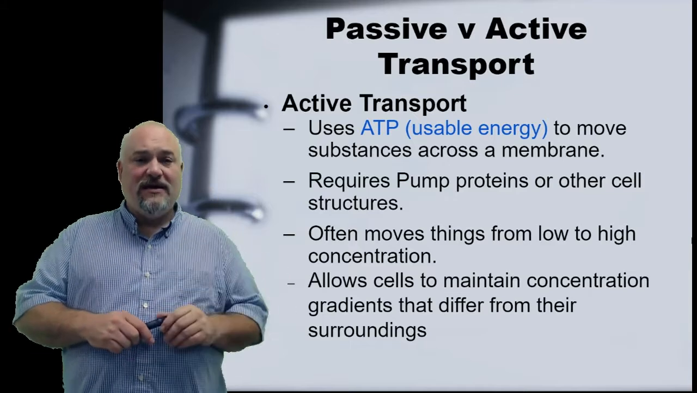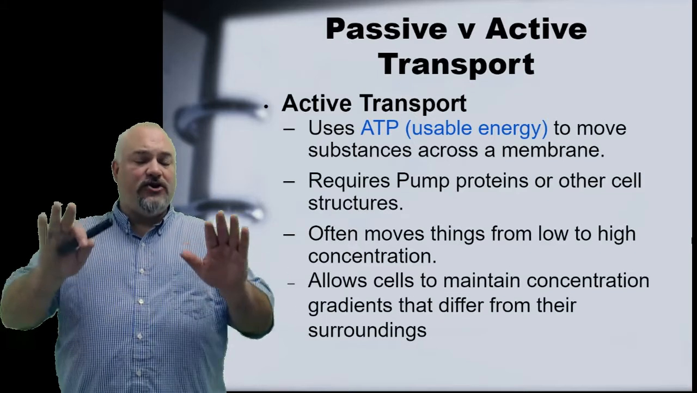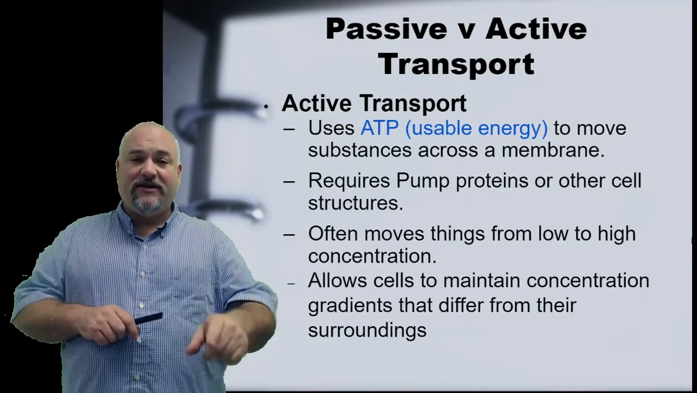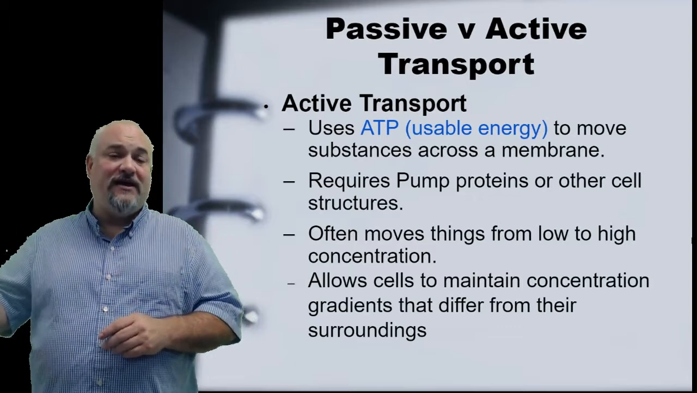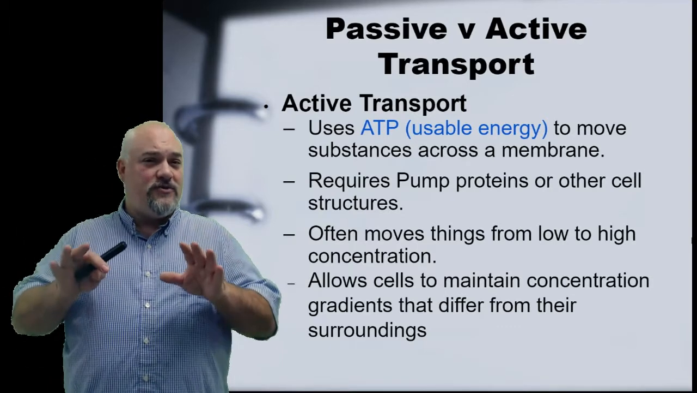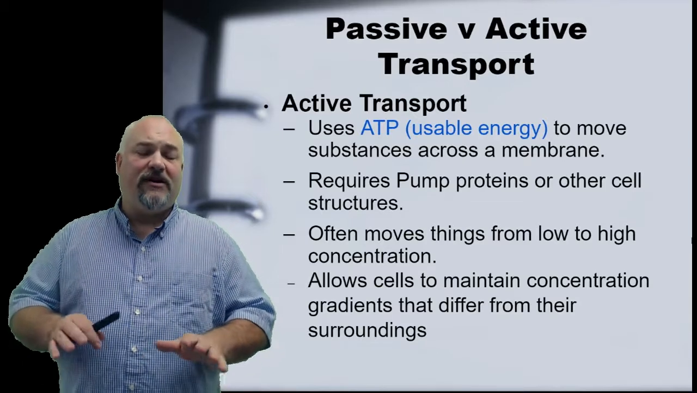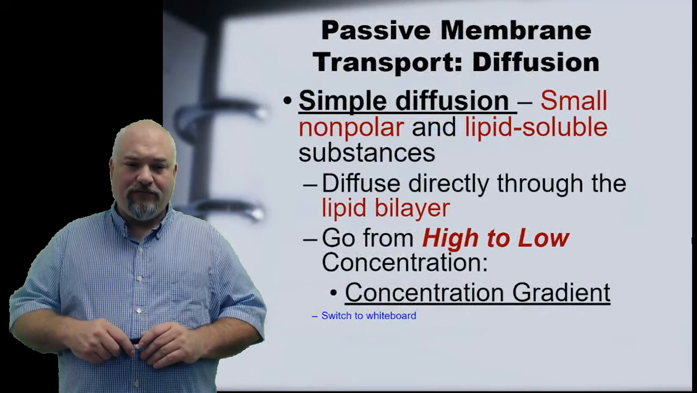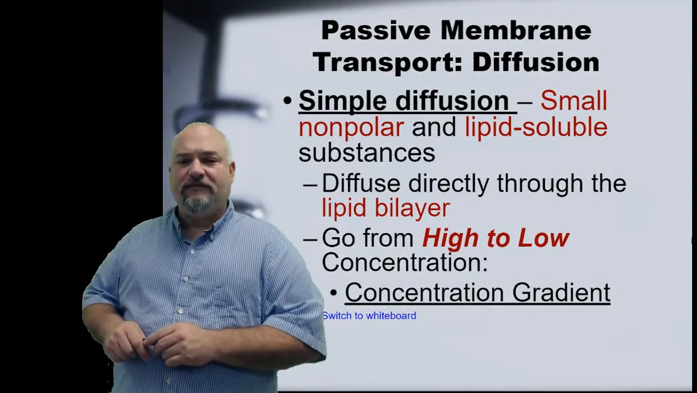You saw that back in lab when we did our activity earlier. Not always, but usually does that. And this is what allows cells to maintain concentration gradients that differ from their surroundings. This is what allows cells to have more sodium outside than inside, or more potassium inside than outside. And that ability plays a huge role in things like muscle and nerve transmissions. Okay, so let's go back to passive transport now. We'll come back to active transport later on in the lecture.